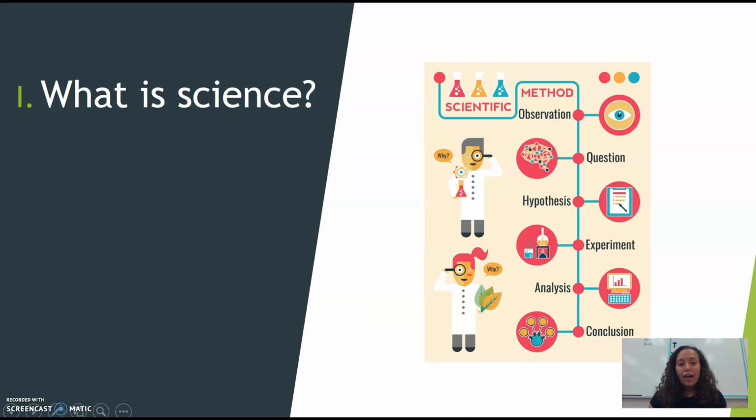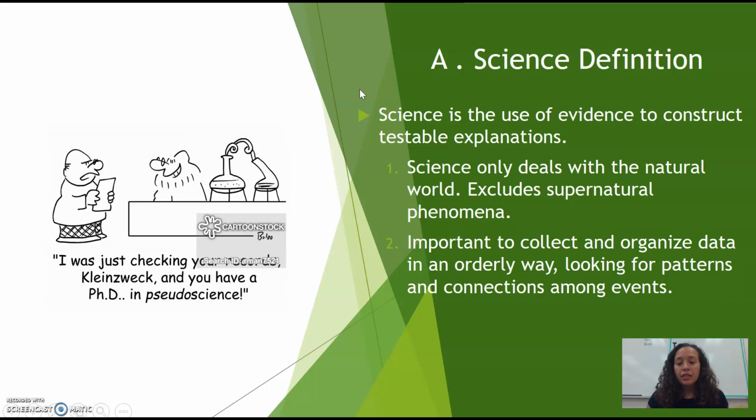So we're going to start off with actually what is science, and if you take a look at this little thing here, you can actually see the entire scientific method laid out. So that's pretty much what the entire lecture will be about. So what is science? The definition of science is the use of evidence to construct testable explanations. So you're kind of seeing what the difference is here between science and pseudoscience. Pseudo means fake. So science is when you're actually using the scientific method to come up with your data. Pseudoscience would be you're not collecting data in the scientific method way.